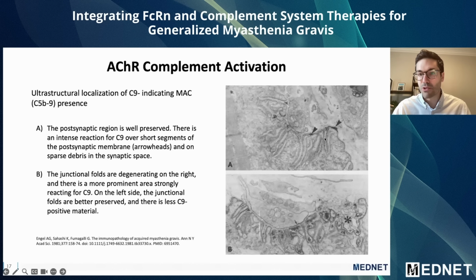We can see a lot of those grooves and nice architecture throughout. There is an intense reaction for C9 over short segments of the postsynaptic membrane where the arrowheads are, and sparse debris in the synaptic space. However, in B, we can see that the junctional folds are degenerating on the right, and there's a much more prominent area strongly reacting for C9. On the left side, the junctional folds are somewhat better preserved. There's less C9 positive material there.